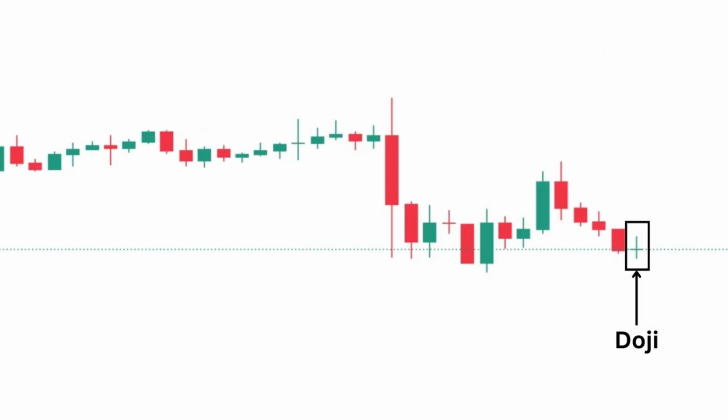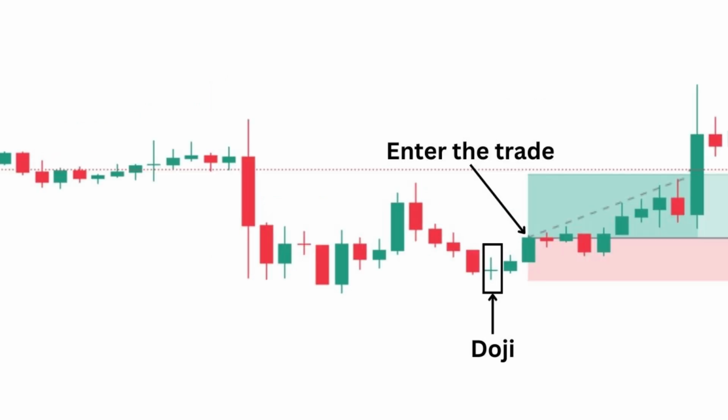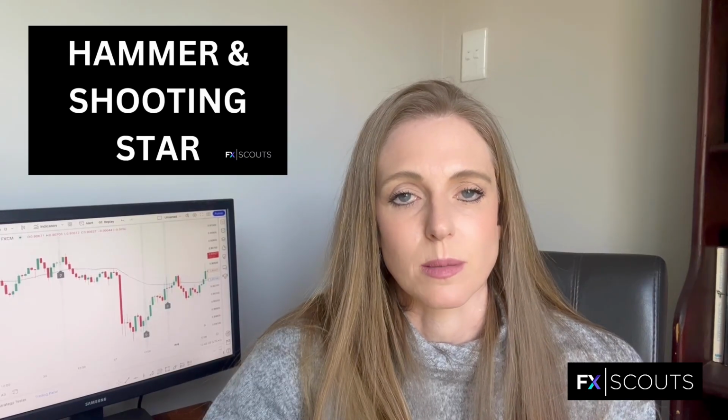So if the price has been trending down and you see a green doji, this suggests that sellers are losing confidence and that buyers are starting to step in. To confirm the reversal, I'll wait for 2 or 3 more candles of the same color following the doji before I enter the trade. You should be aware that there are different variations of the doji candle. You also get the long-legged doji, the dragonfly, and the gravestone, but they all convey the same message that a reversal is about to occur.